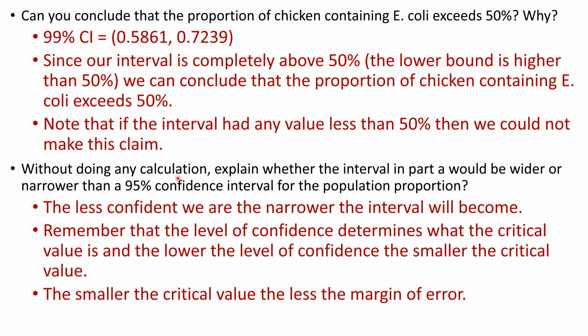Without doing any calculation, explain whether the interval in part A would be wider or narrower than the 95% confidence interval for the population proportion. We need to remember the rule that the less confident we are, the narrower the interval will become. Remember that the level of confidence determines what the critical value is, and the lower the level of confidence, the smaller the critical value will be. And the smaller the critical value, the less the margin of error.